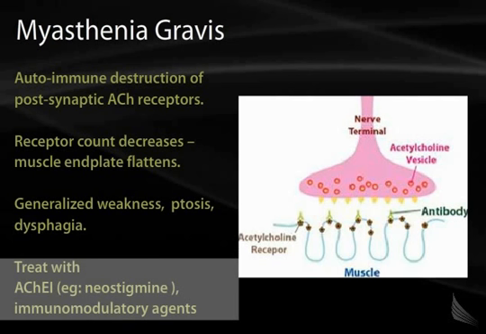The major form of treatment of these diseases is to treat with drugs that block the acetylcholinesterase enzyme that normally breaks down acetylcholine, therefore allowing a longer duration of action of the released acetylcholine at the neuromuscular junction. The other form of therapy here for this disease obviously is to treat the underlying immune problem of the disease with immunomodulatory agents.